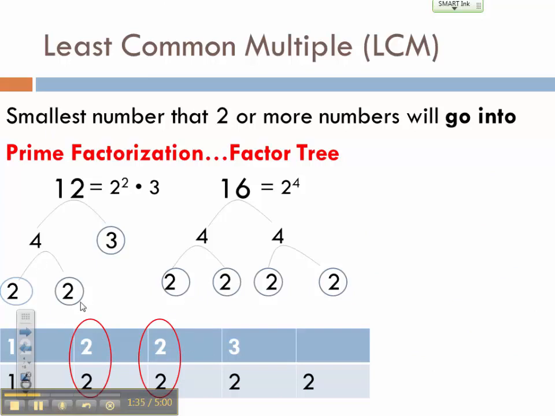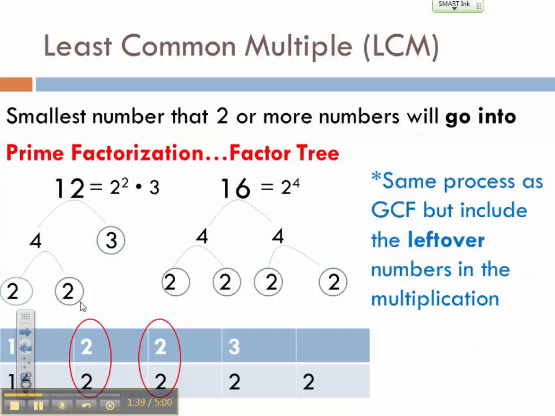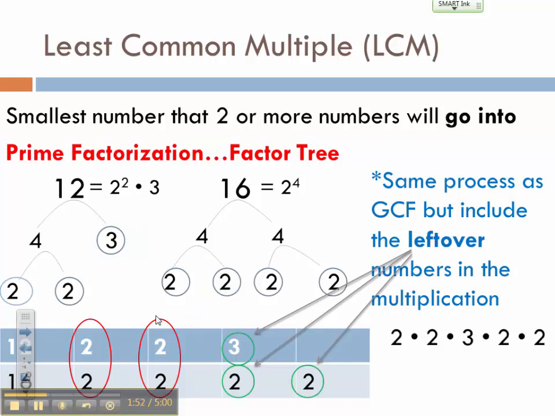Here comes the difference. For least common multiple, it's the same process, but we are including what is left over. So you have a pair of 2's and a pair of 2's. What is left over? A 3, a 2, and a 2. So we're going to count each one of those individually. So this is what we're looking at: 1, 2, and another 2. That's where these first 2 come from. Then a 3, a 2, and a 2. So we're basically counting everything we have here. If we multiply those, we get 48.